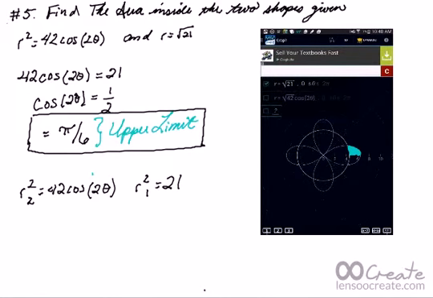Hello everybody, I'm going to do number 5 from the homework for chapter 11, section 5. The question that we're presented with is to find the area inside the lemniscate r squared equals 42 cosine of 2 theta, and outside the circle, which is r equal to the square root of 21.